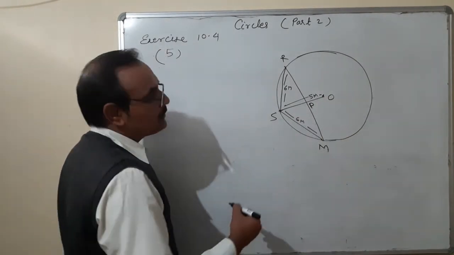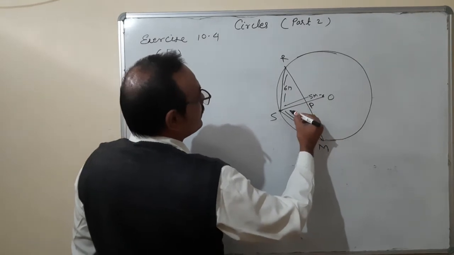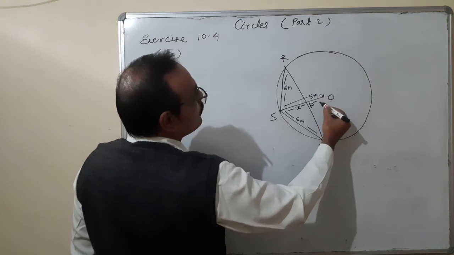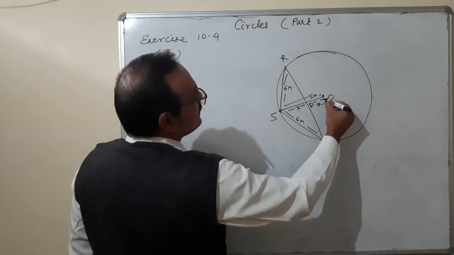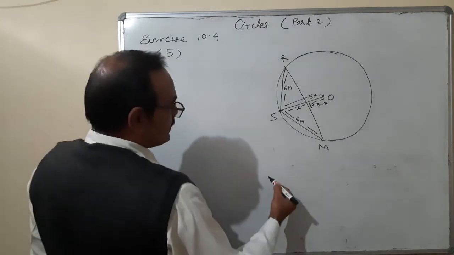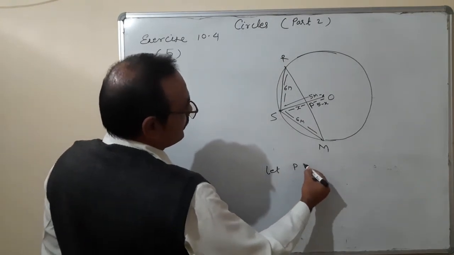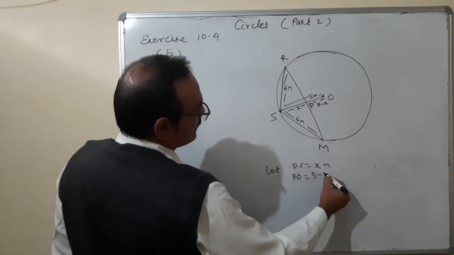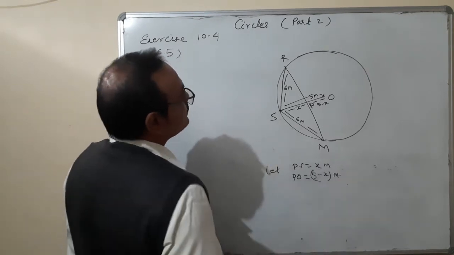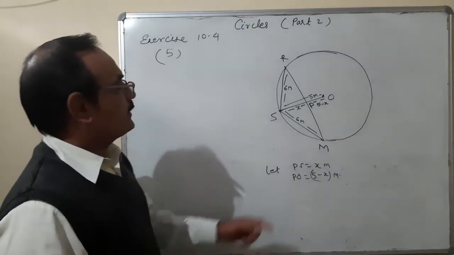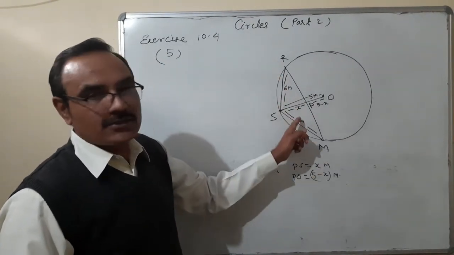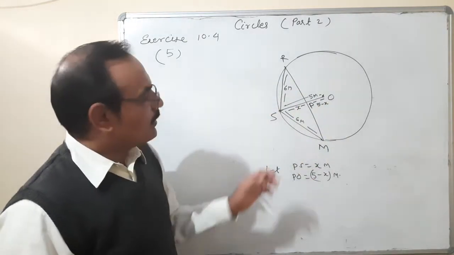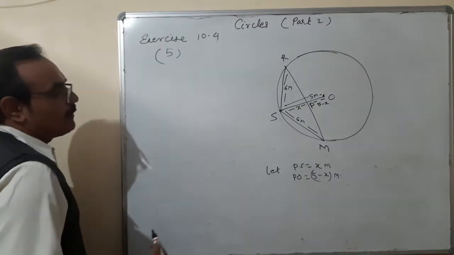Total is 5. Suppose the distance between P to S is equal to x. Then what is the distance between P to O? 5 minus x. So I'll consider, let PS be equal to x meter. Therefore, PO is equal to 5 minus x meter. Because of the 6 meter, it becomes an isosceles triangle joining from O to S. So OS will be perpendicular to RM.